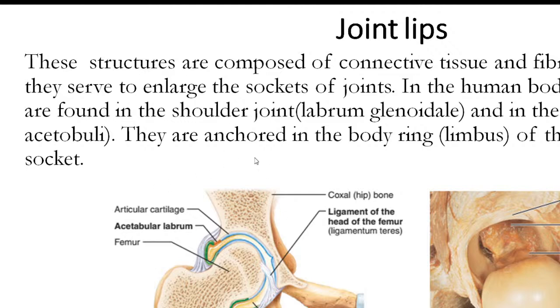Joint lips are found in the shoulder joint, labrum glenoidale, and in the hip joint, labrum acetabuli. What you see? Acetabular labrum. They are inserted in the ring, the limbus, of the respective joint socket.